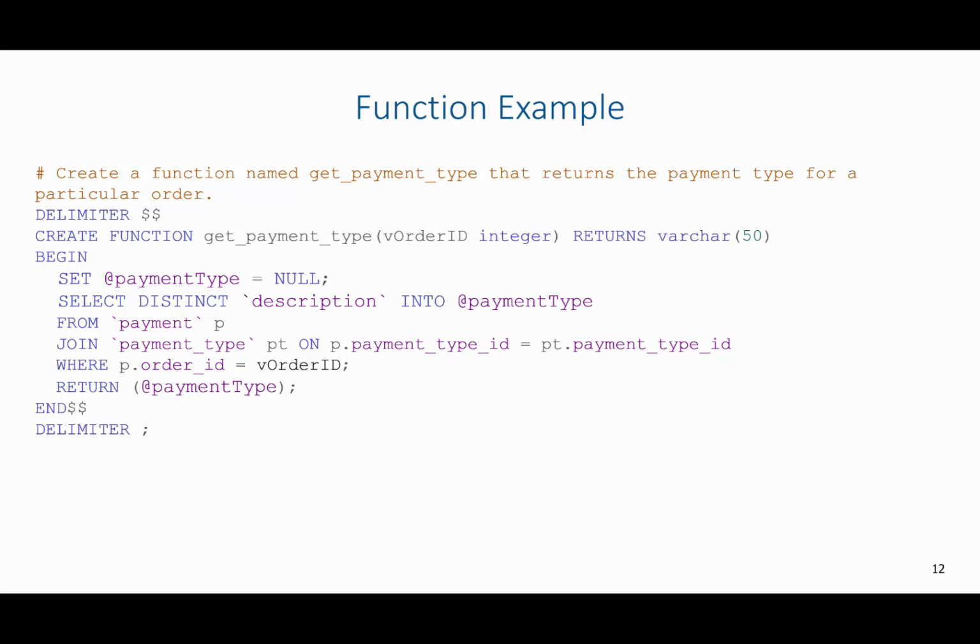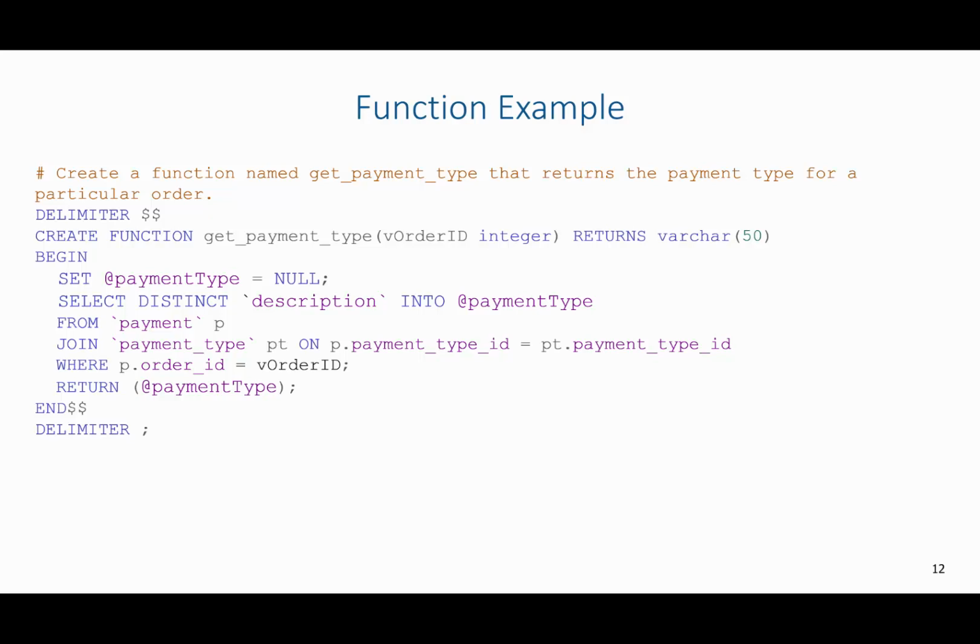Then we're going to begin and end our code, and everything between that is going to be executed when we call this function. So one of the first things we're going to do is declare a variable. So we're going to set @paymentType equal to null, and then we'll select distinct description. This is going to give me the payment type description into the variable we previously defined called @paymentType. So this is a new keyword of into where we're going to take the values that are returned in our select statement and store it into a variable that we previously created.